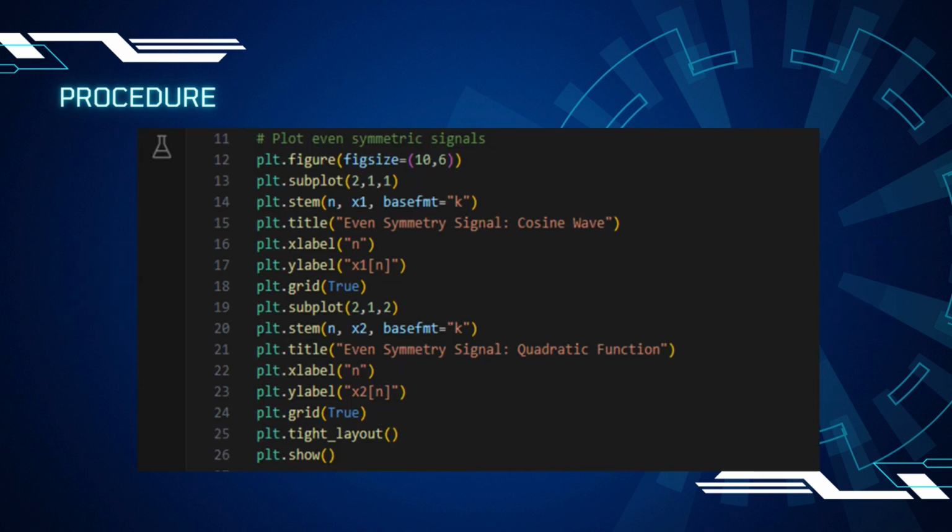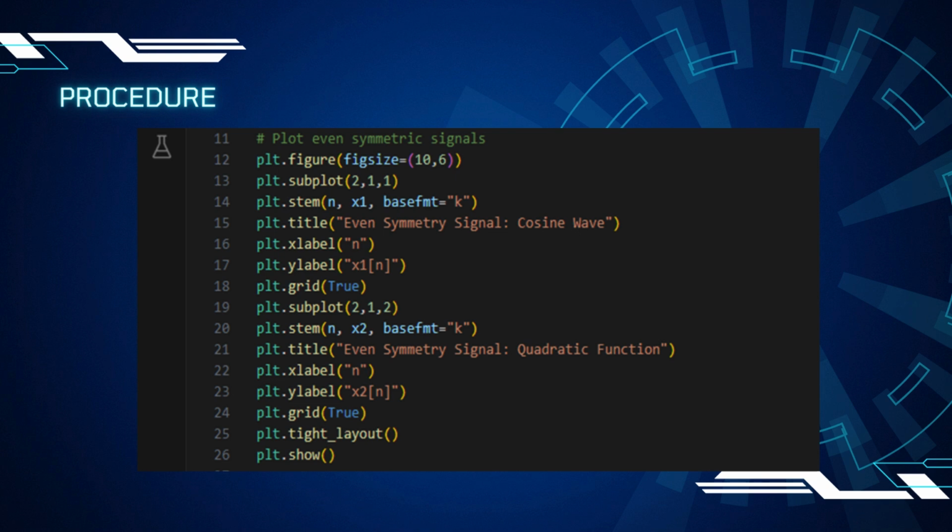Now that we have created the signals, let's plot them using Matplotlib. This command sets the overall size of our graph. Then we use this command for the first plot, the cosine wave. And this function is used here because our signals are discrete. It shows each data point as a stem, or a vertical line with a marker on top.